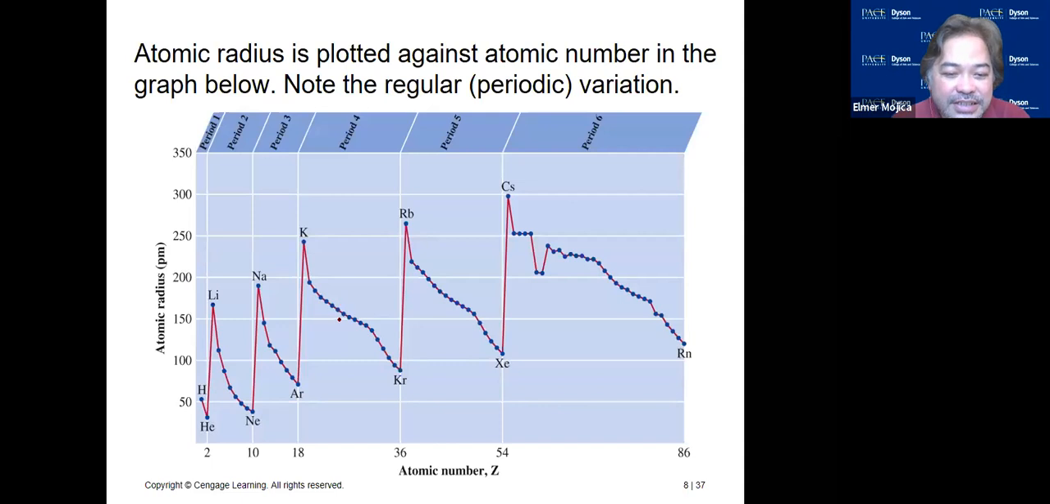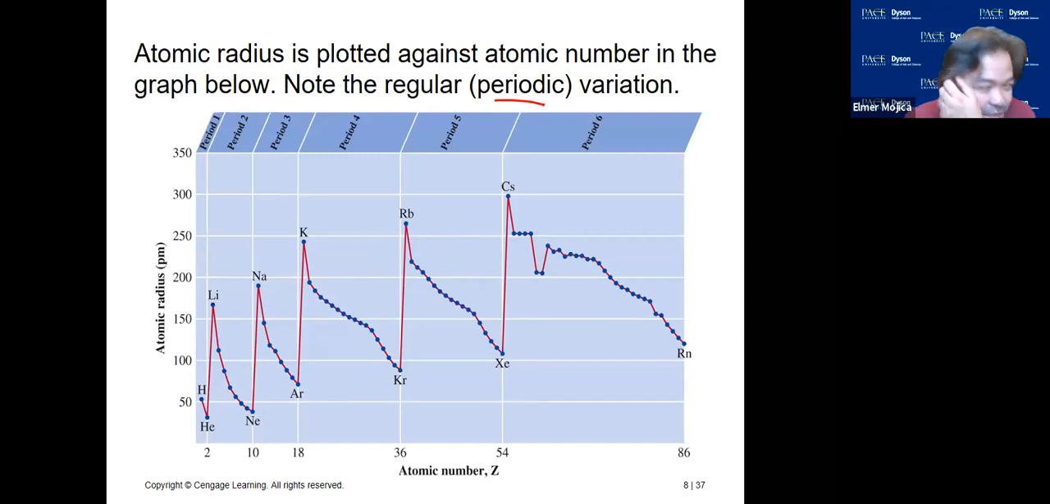So you could see here a repeated pattern. Left to right, it decreases, and then top to bottom, it increases, and then decreases again, increases, decreases, increases, decreases, increases. So that's why you have this so-called periodic variation. Okay?